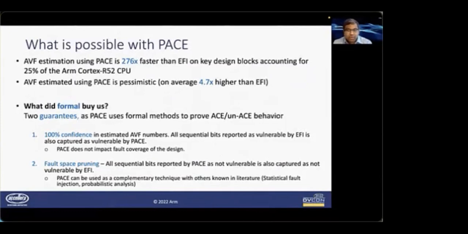Using the formal methods, what this methodology is still able to achieve is two guarantees. One is 100% confidence in the estimated AVF numbers, meaning any bit that is classified as vulnerable by the PACE methodology is also vulnerable in the exhaustive fault injection results. Again, you can use this methodology for fault space pruning, because whatever bits are deemed not vulnerable by the PACE methodology are also not vulnerable by exhaustive fault injection. The conditional vulnerability is a component of this pessimism, which we will see in a few slides.